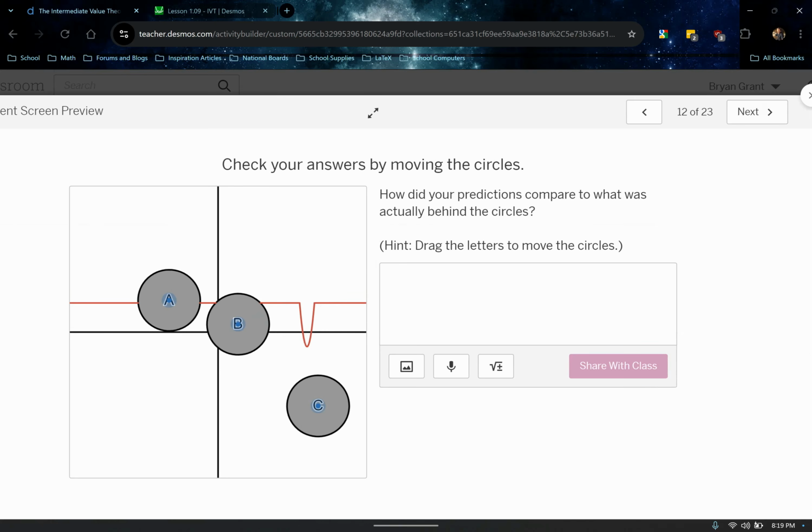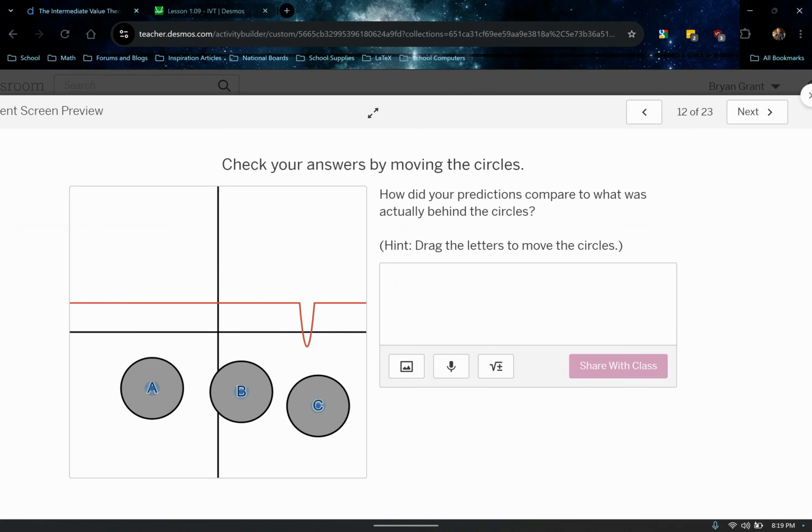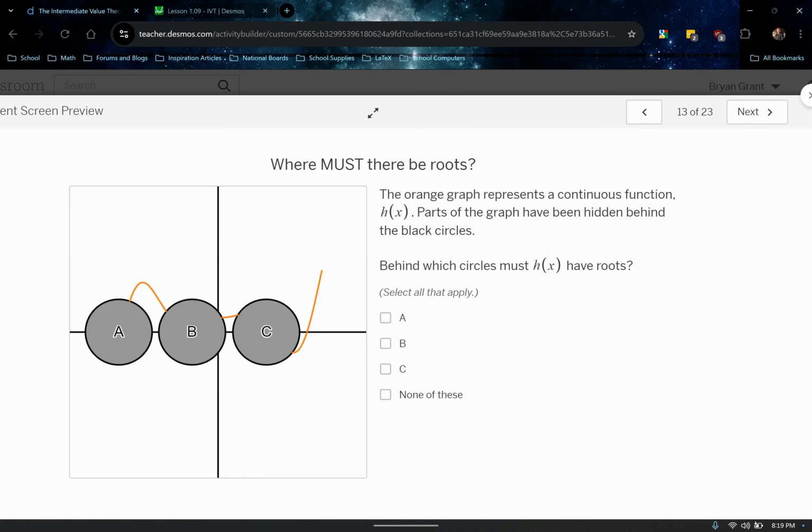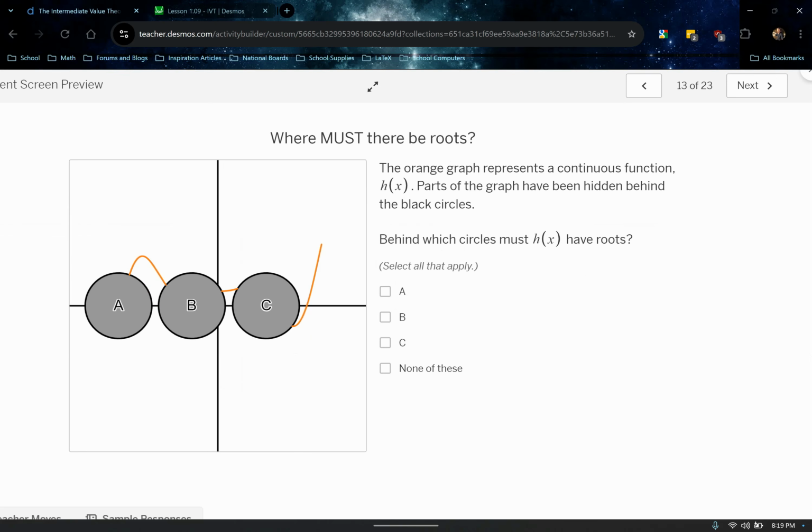Oh, C had 2 roots. B had none, and A had none. All right, so tricky. All right, let's try again. The orange graph, continuous function h of x, same idea, behind which must it have roots?